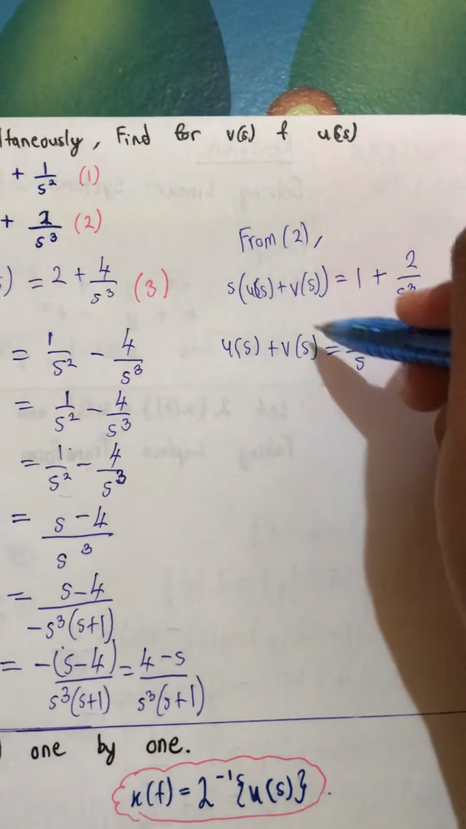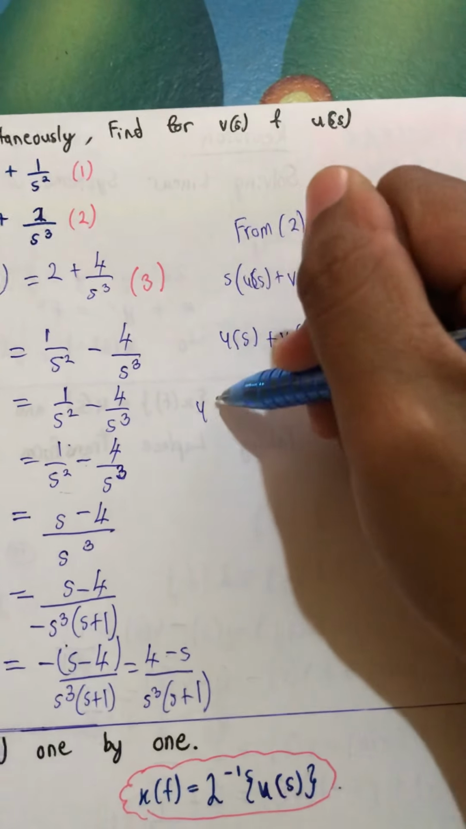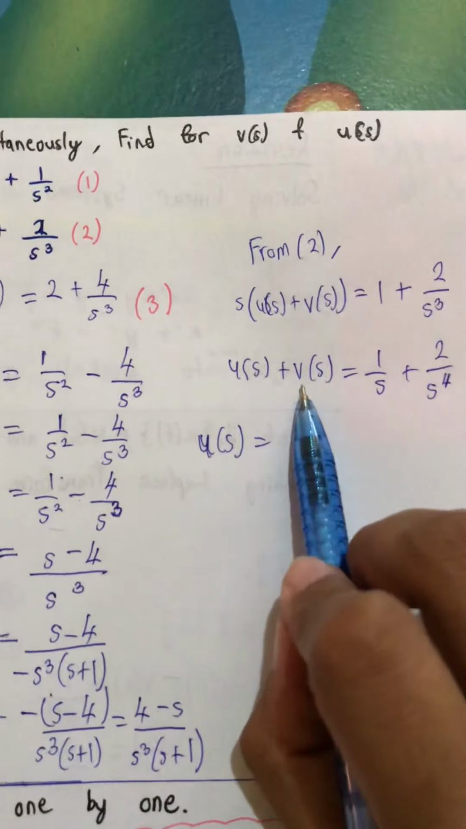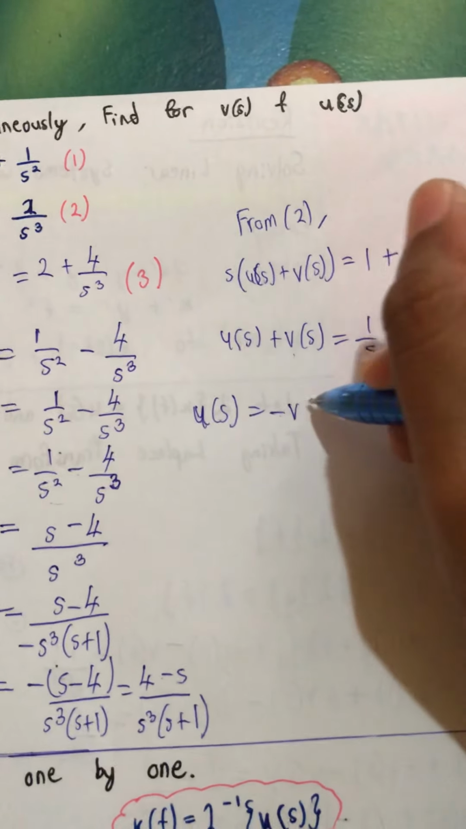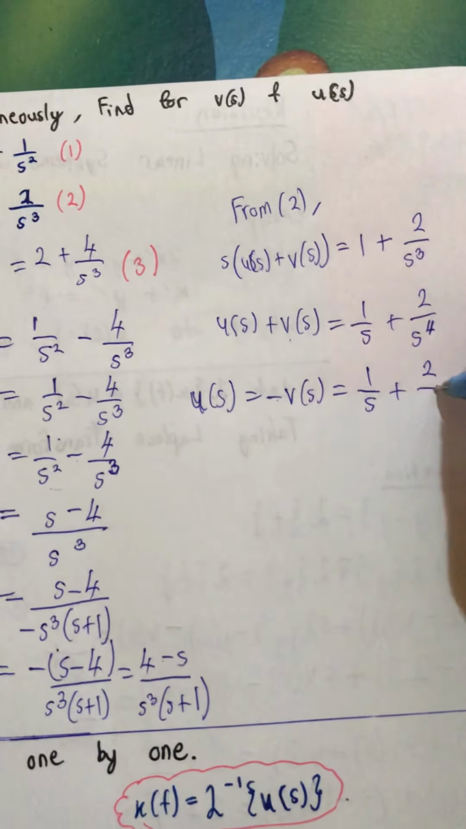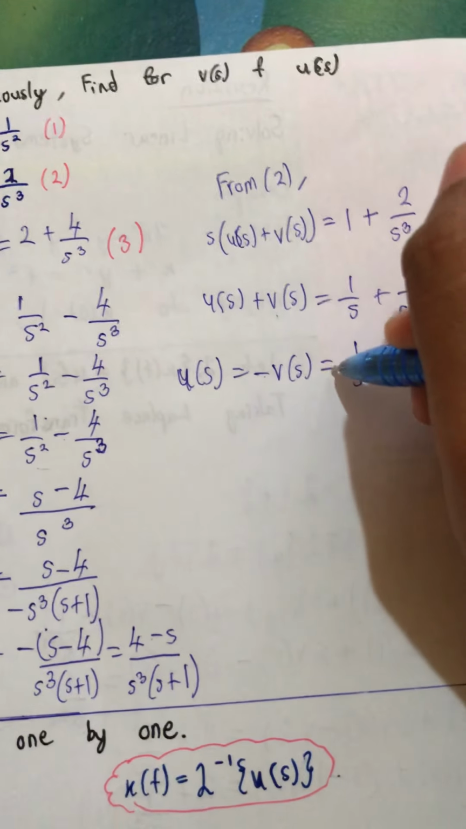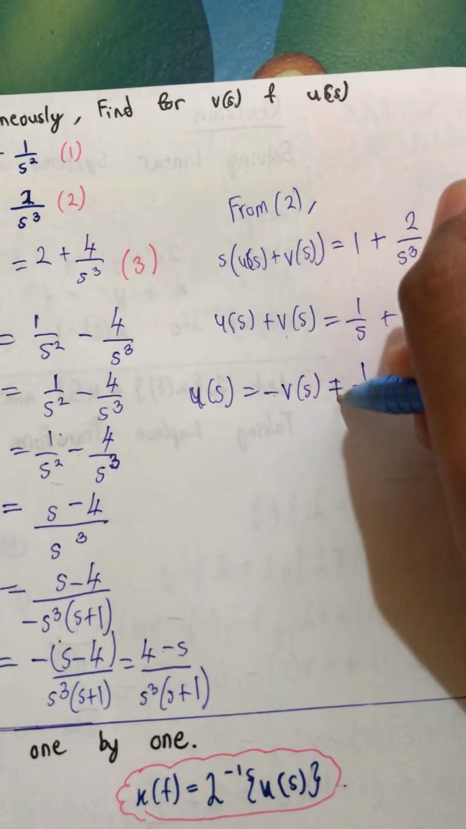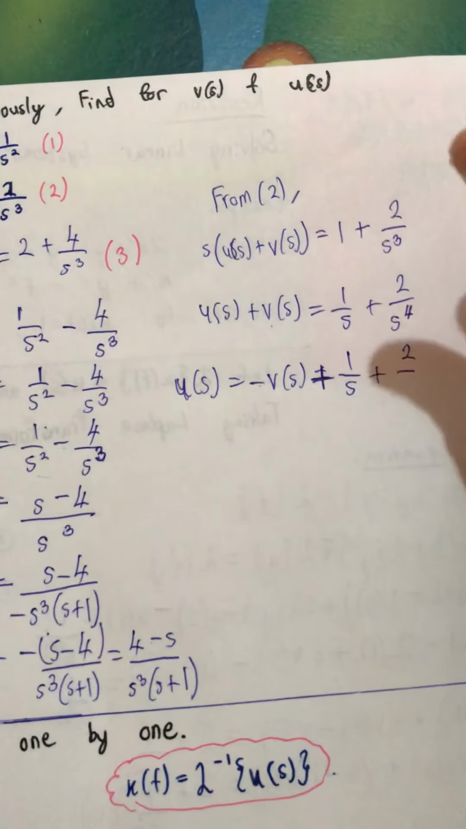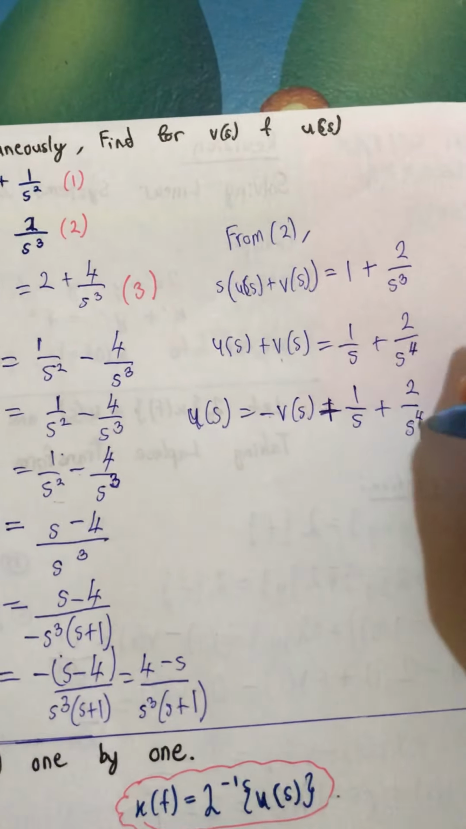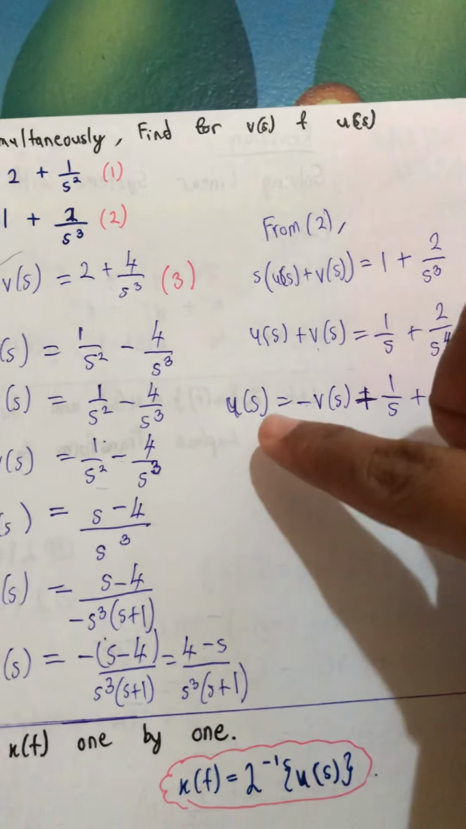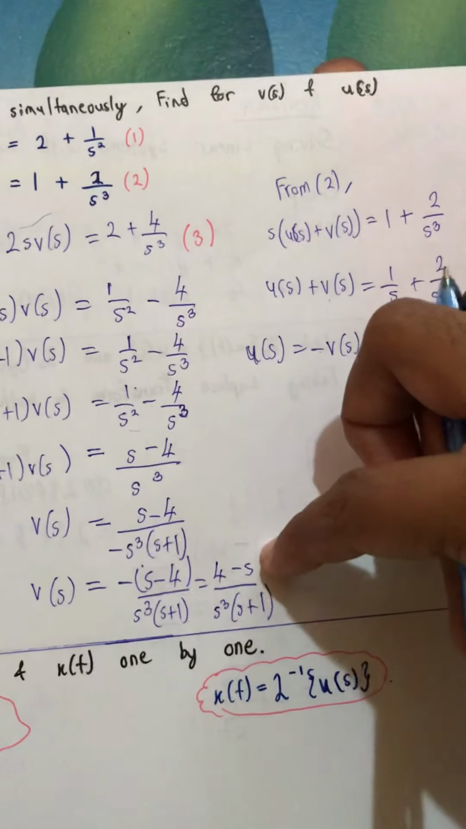and then to find us, we move the vs into the right side, become us equal to 1 over s plus 2 over s power of 4 minus vs. So here is our us and here is our vs.